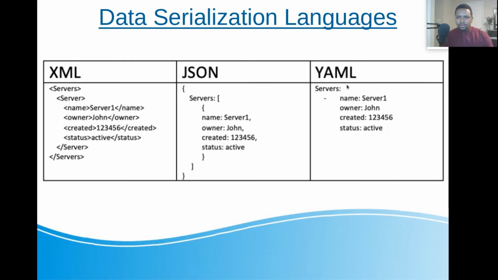So that's what it looks like. It's plain simple. It looks like plain English, right? You have your server, the name of the server, the owner, created, status, and so on. This is a set of instructions or configurations that you have in your playbook that you're trying to push to, say, a server. And it's written in YAML for Ansible, and that's how it's going to look when you're writing your playbooks.